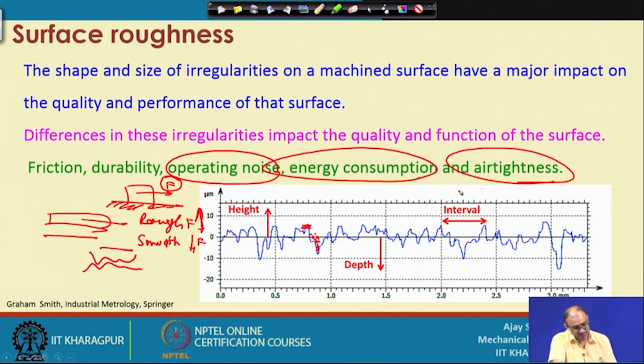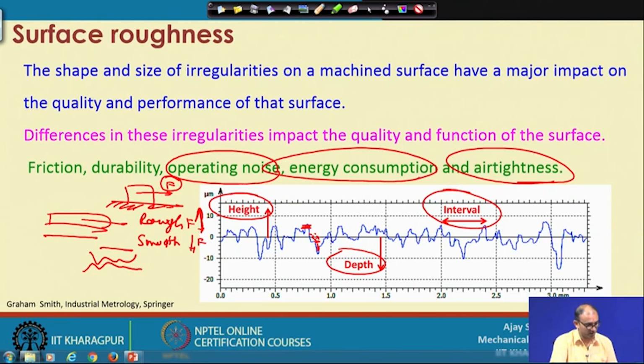And air tightness is important, because in many locations you do not want air to flow through, as in gasket-type applications where you do not want leakage. Air tightness is one thing, leakage is another thing. So, roughness, height, depth, and the interval all play an important role in these different characteristics of the component.